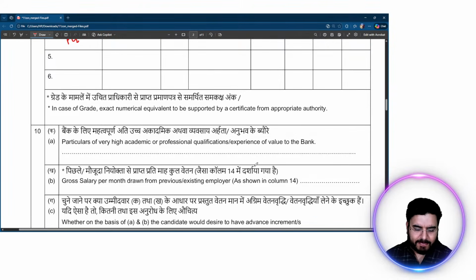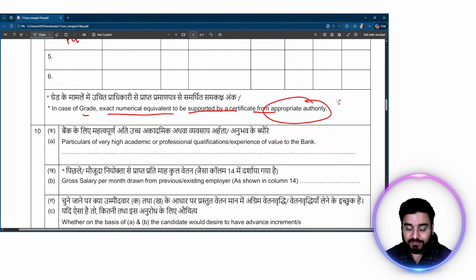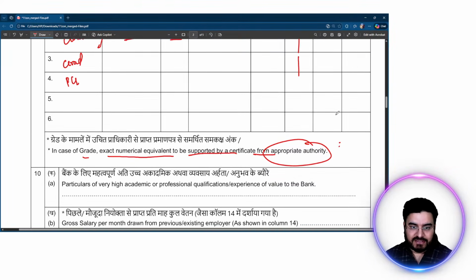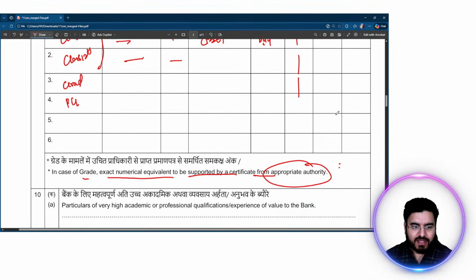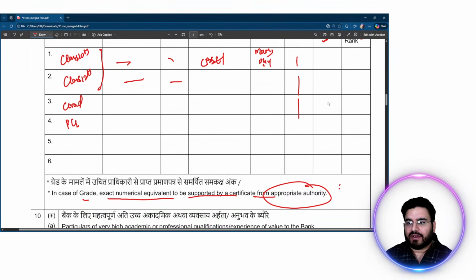Next is, in case of grade, exact numerical equivalent to be supported by a certificate from appropriate authority. Now this is confusing. If you have any grade system, guys, okay, let's say you have got 6 CGPA out of 10, what is its numerical equivalent, or what its percentage should be, you can get it checked, the conversion rule from your college or school, okay, how they convert the grade into percentage, okay?